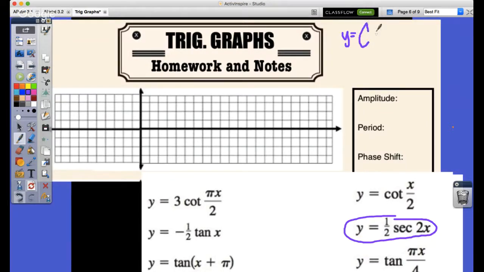So y equals, sorry, I know it's really bad. I'm trying to do it by hand. Cosine of like 2x plus pi. That would be a really good one to do as well if you're like, man, I'm struggling on that.